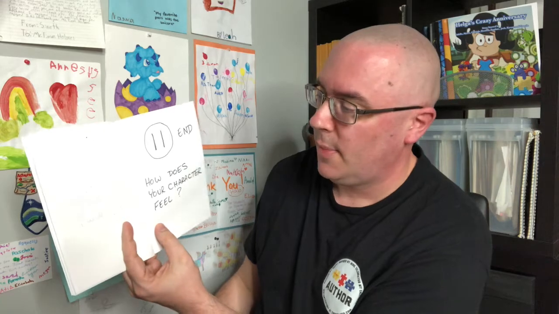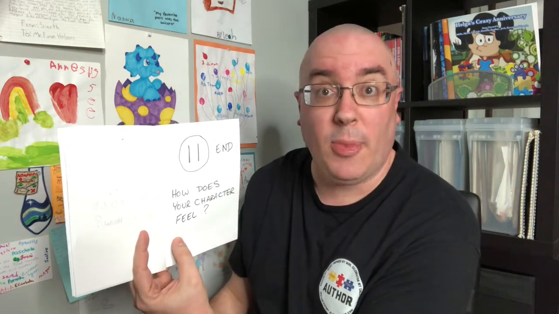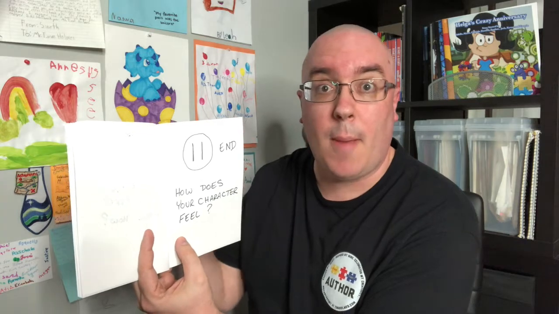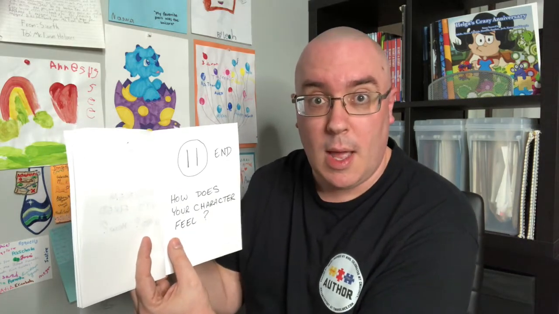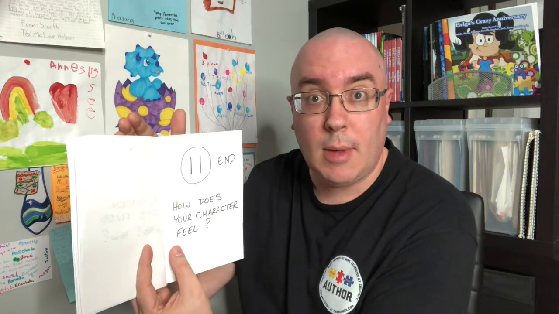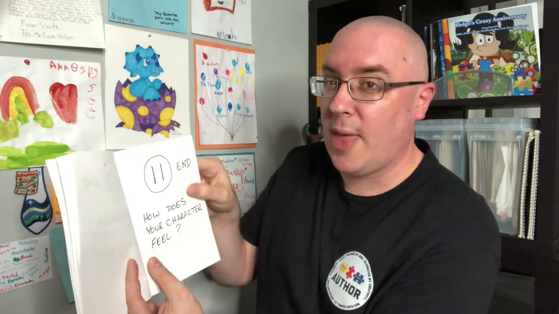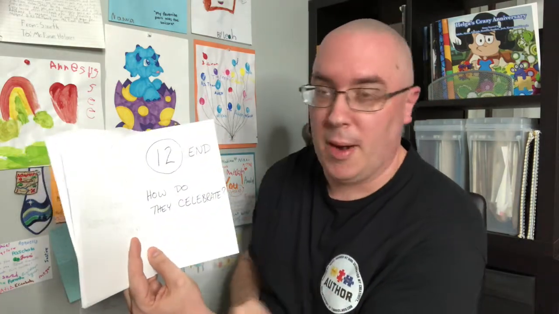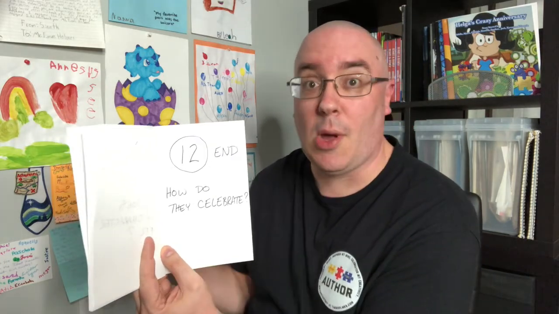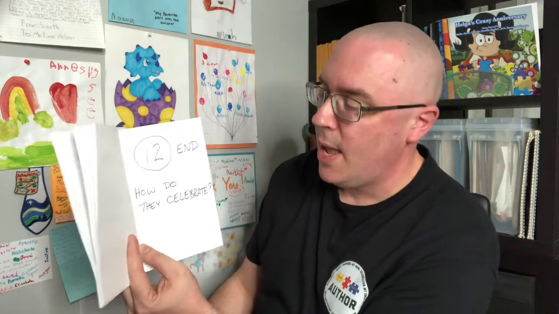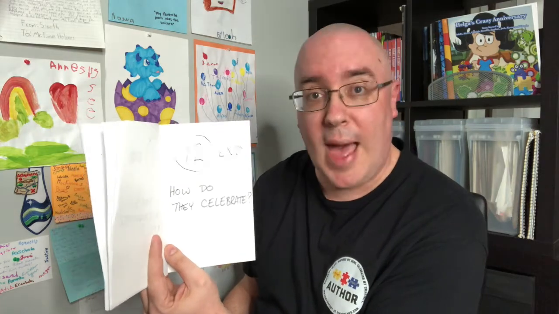And on page 11, how does your character feel about that? How does the character feel that the problem is finally solved? How do they feel that someone else helped them? Or maybe, how do they feel that they did it all by themselves? We've got to know the answer to that. And the best part is, how do they celebrate solving that problem? Whatever problem they began with has now been solved, whether by themselves or with a friend, after trying so hard 3 different times. How do they celebrate finally doing that? And that's page 12, and that is the end.